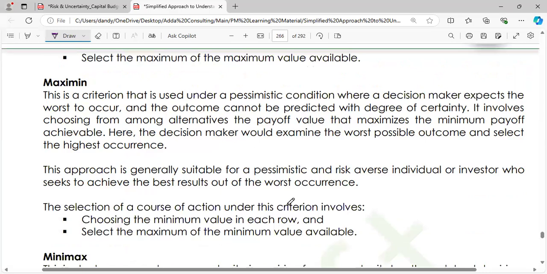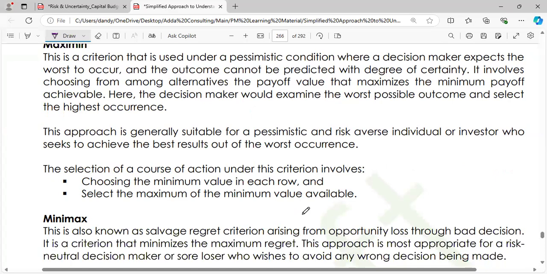Remember what I said, because the examiner can ask you to explain what you mean by Maximin and all of that. So just note that the Maximin criterion is used by a pessimistic decision maker, whereby the decision maker, the investor or the manager expects the worst to occur. To make a decision, the decision maker will select the worst possible outcome for each alternative, and then select the highest of those worst possible outcomes. So that is what you need to do. I've already explained each and every one of them. You know what to do now.